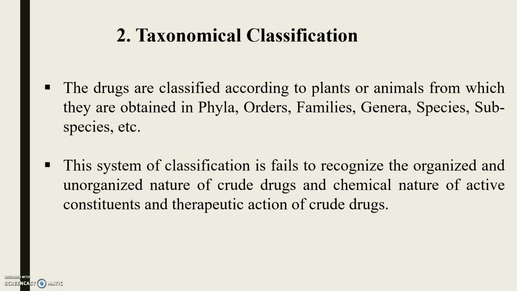Next method is the taxonomical classification, in which the drugs are classified according to the plants and animals from which they are obtained, such as phyla, orders, families, genera, species, subspecies. This system helps first to recognize the drug, like the organized or unorganized nature of the crude drug, as well as their chemical nature and the therapeutic action of the crude drugs.